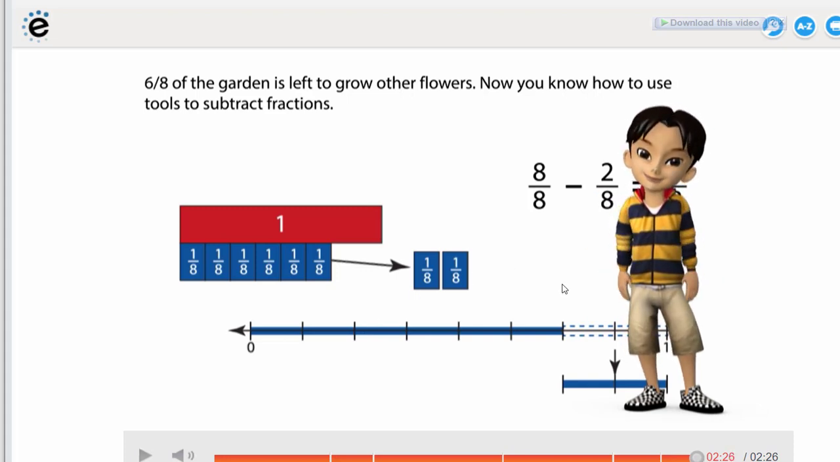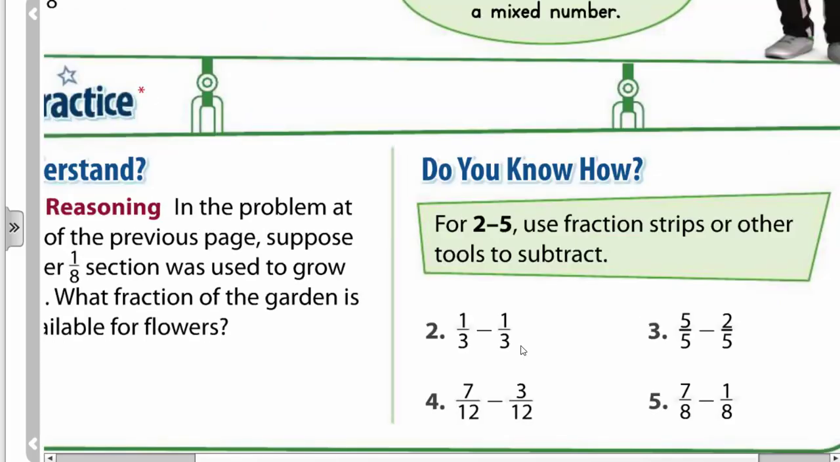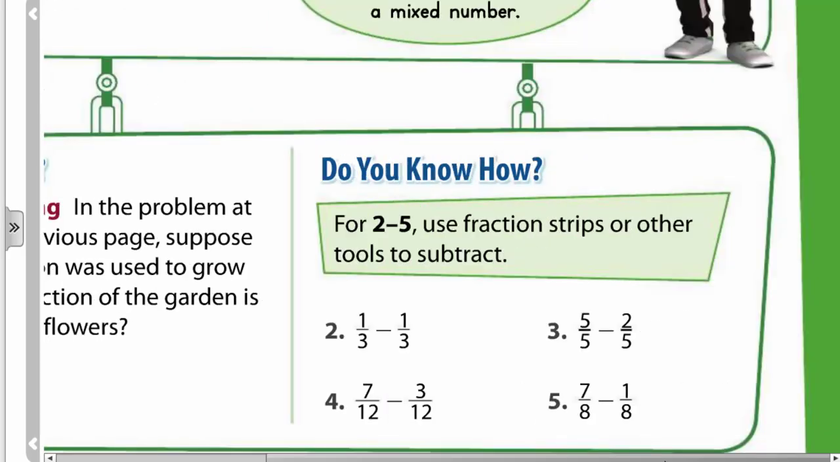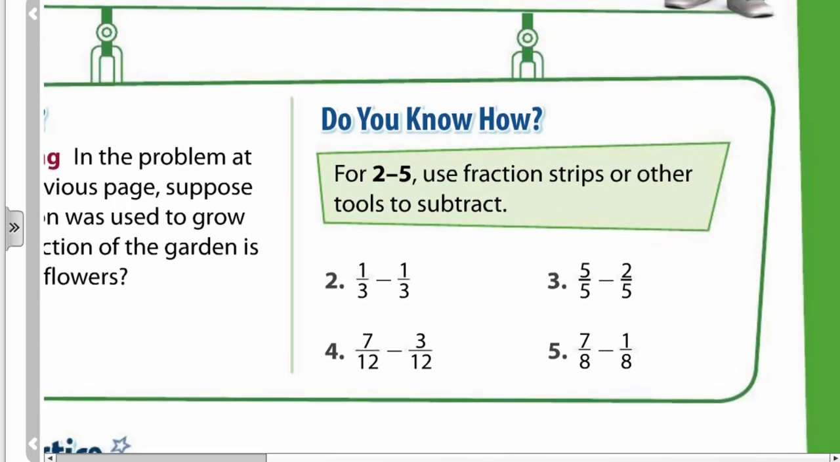Okay, my heroes, now back to the book. So now in the book, my heroes, please tell me what page is this? 485. Great. Okay, my heroes, we will start with question number 2.